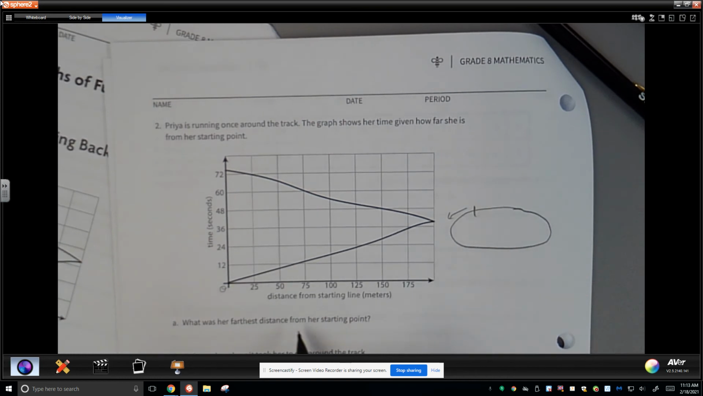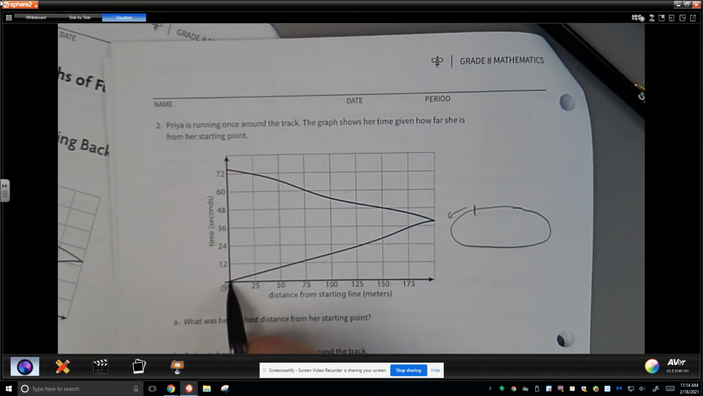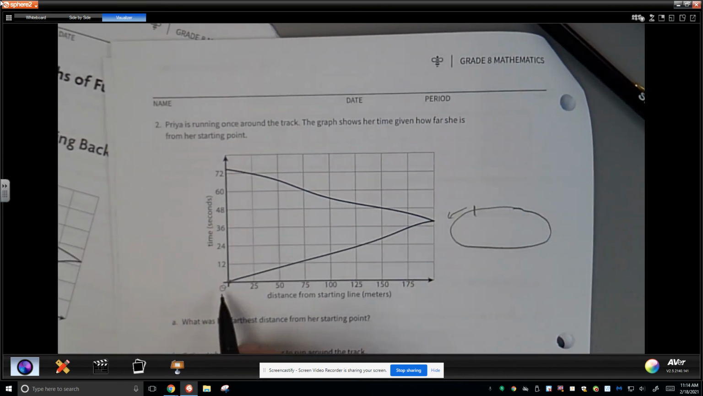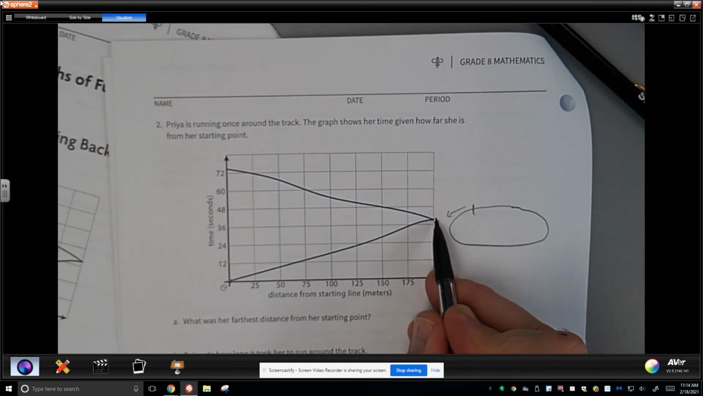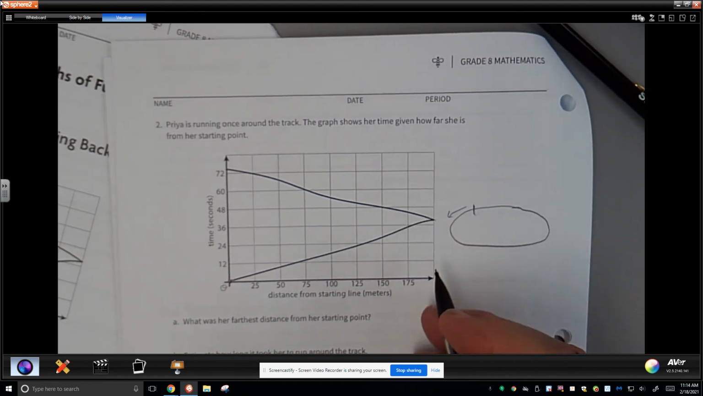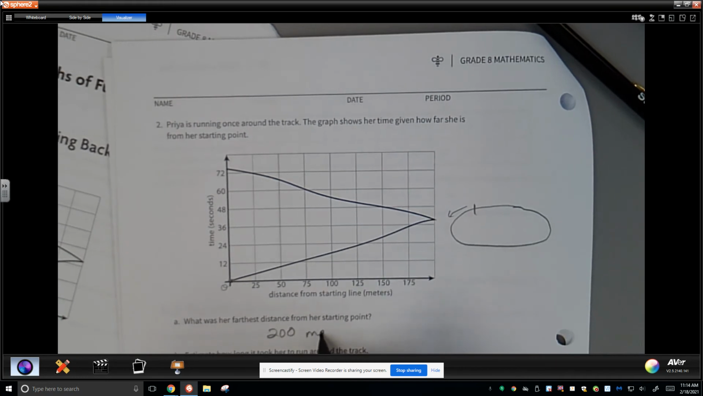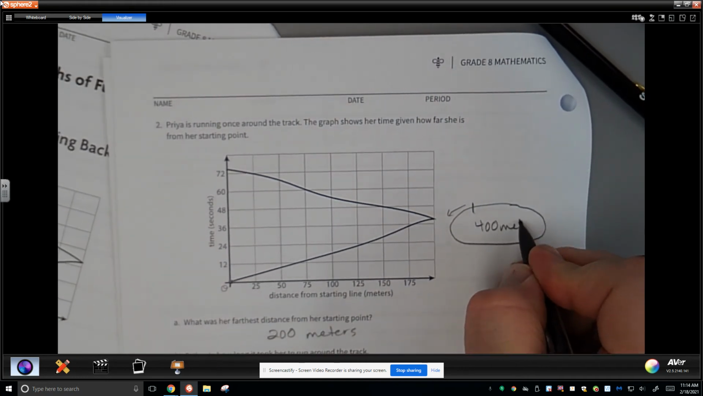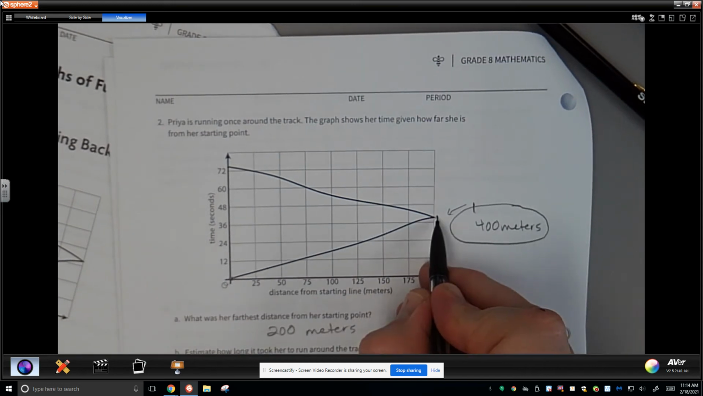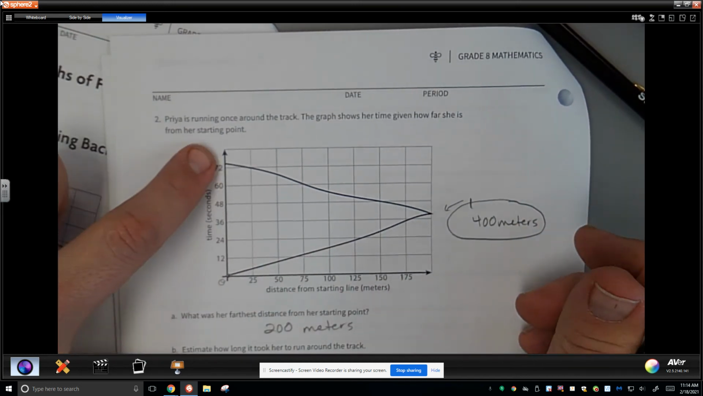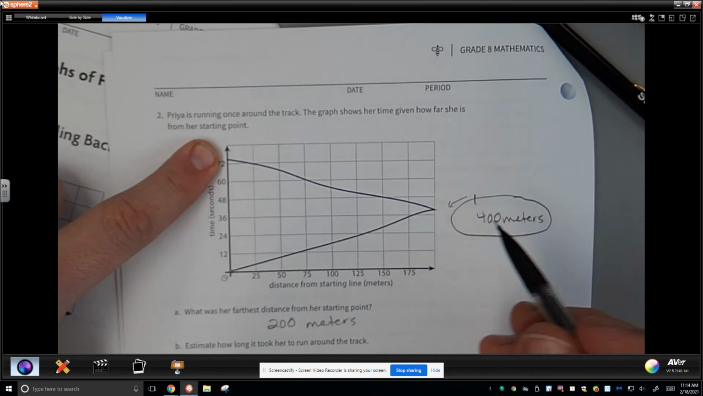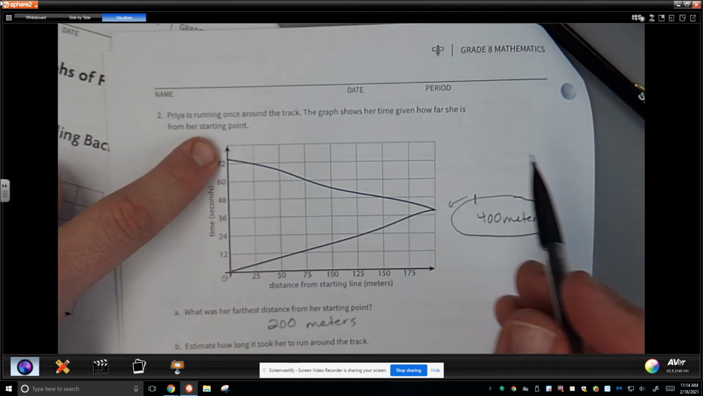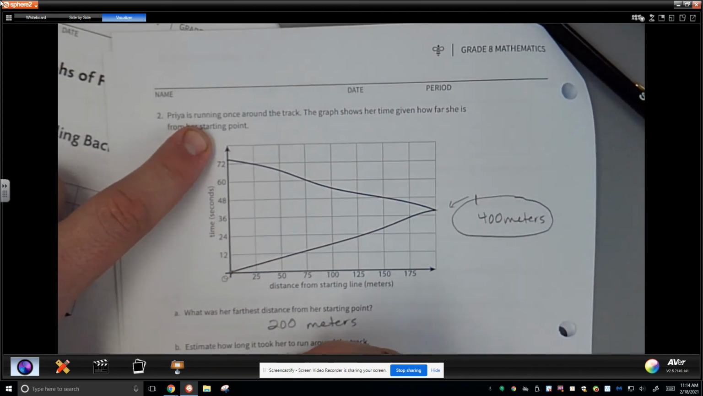What was her furthest distance from her starting point? Well, her starting point obviously is here at 0, 0. It looks like the furthest distance she ran was 200 meters, which makes sense considering a track all the way around is 400 meters. Estimate how long it took her to run around the track. Well, if she came out here to 200 meters and then she came back to the starting line, it's only fair to assume that this was her ending point as well, and that it took about 75 seconds.